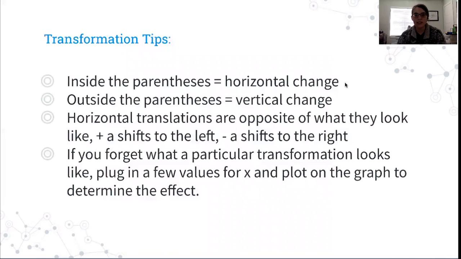So inside the parentheses is always going to be a horizontal change. Outside of the parentheses is always going to be a vertical change. With our horizontal changes inside the parentheses, it's going to look the opposite of what you think it's going to do. And if you forget the rules, just plug some values into the equation and then plot on the graph and see what happens. You can always plug it in. You can always put it in your calculator. See what happens to those graphs.